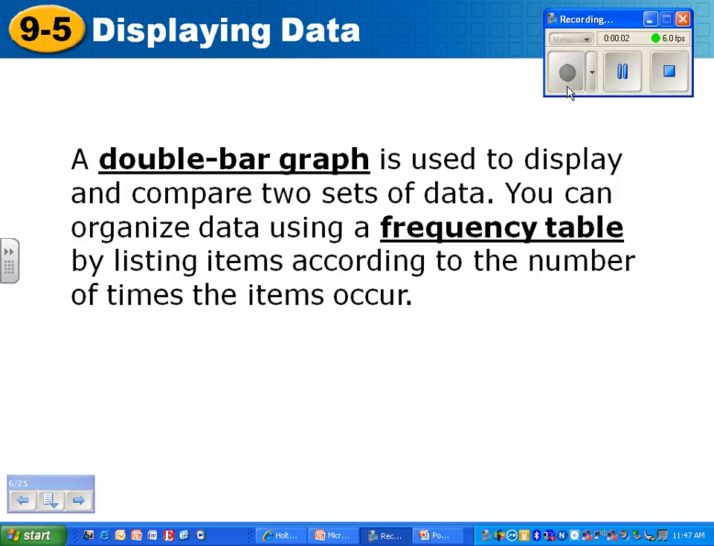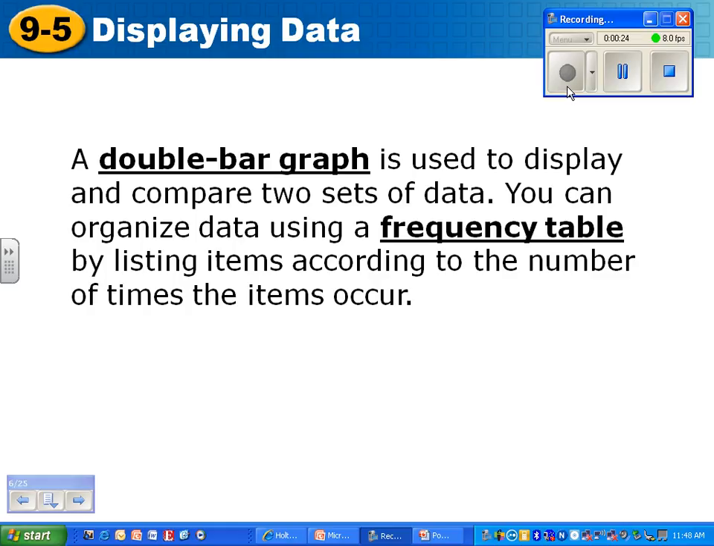All right, Ms. Whitaker here, and I wanted to go over some of the graphs that you're going to be doing on your homework tonight. First off, we're going to look at double bar graphs. You know what a bar graph looks like. It is a graph that uses bars to compare data, but in this case we have a double bar graph. So we're going to look at two sets of data side by side when we're comparing.